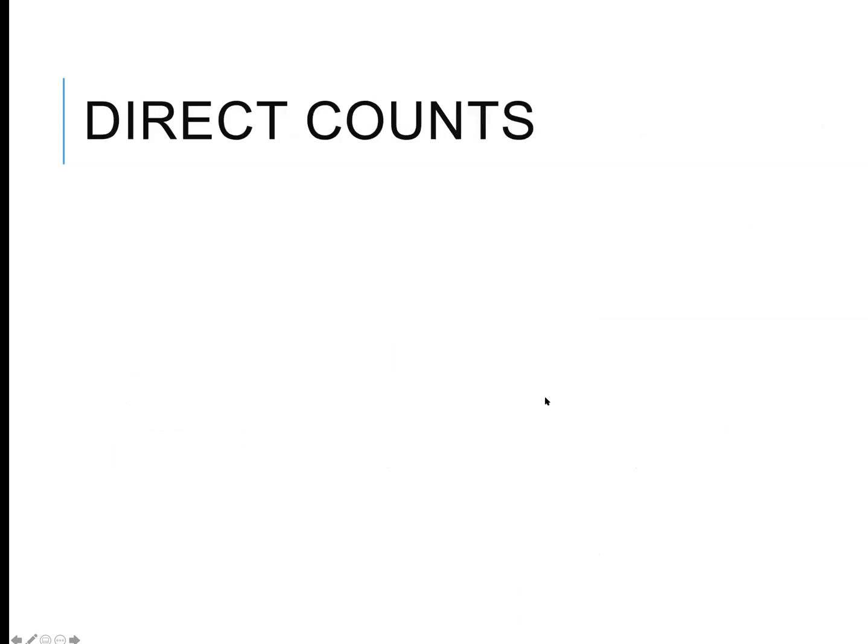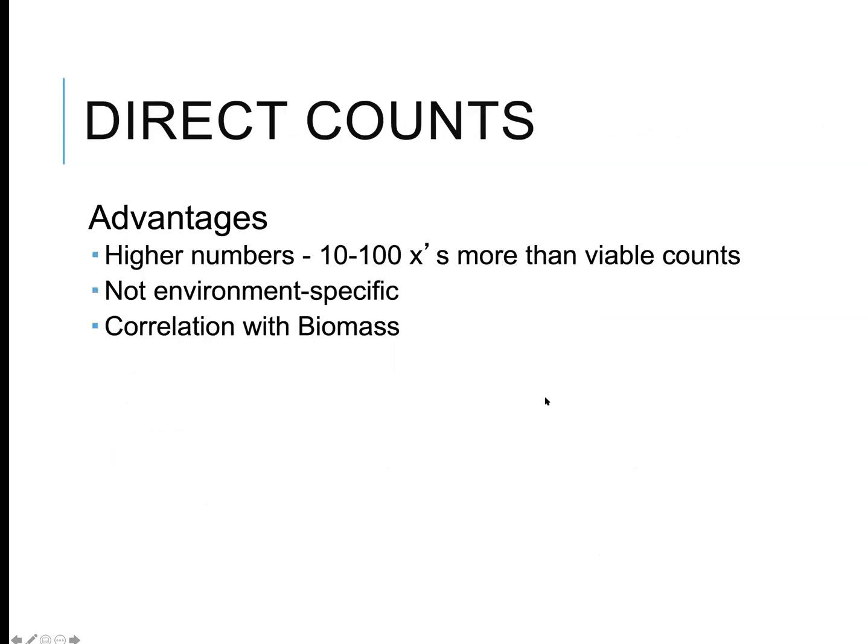when you count things. Now, the advantages of direct counts, as we've already mentioned, is that you get much higher numbers typically. They're also not environment specific. Okay, you can do a direct count from anywhere, although doing it from an aquatic sample is usually easier than a soil sample. Why do you think that would be? Why is it harder to do a direct count with a soil sample?